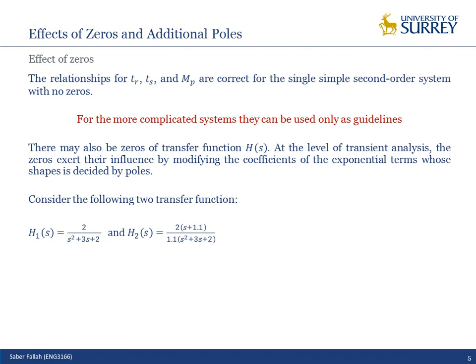Why did I add this 1.1? Any idea? What's the reason I put the 1.1 here? Delay? No, not delay. Delay is always shown by an exponential function, not by a constant. I wanted to make the DC gains of both systems equal. Okay?